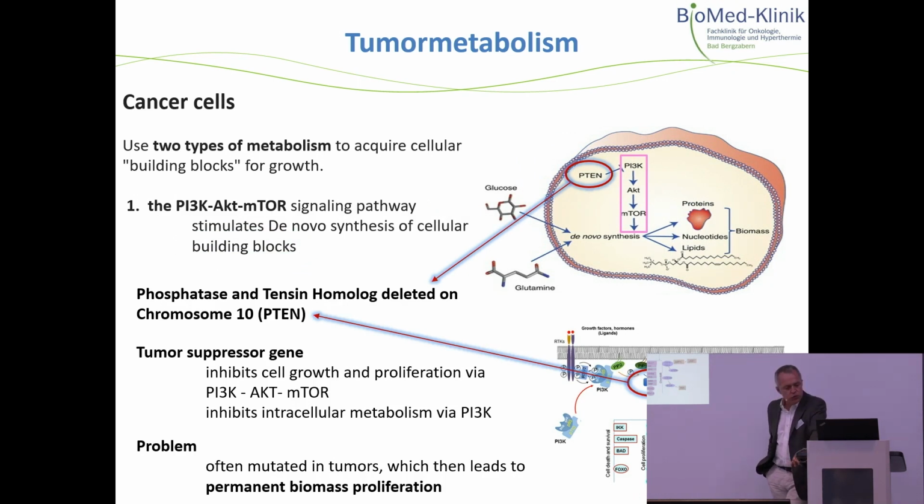PTEN is a tumor suppressor gene, which is very often changed in a tumor cell, which stimulates, when it's changed, the proliferation of the cells. So it inhibits cell growth and proliferation. It is the PI3K-AKT-mTOR inhibitor. And the problem is that it's often mutated, and this leads to permanent biomass proliferation. So we can think about blocking it, and then it's okay.